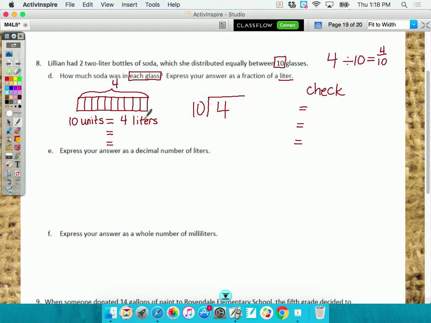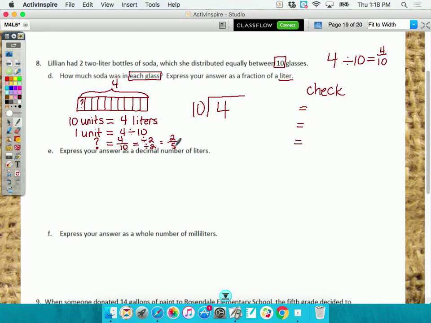Okay, what am I trying to figure out? 1 liter or 1 unit. 1 glass actually. Okay, so 1 unit equals 4 divided by 10. And Griffin noticed that 4/10 can be simplified. So what factor, Griffin, do 4 and 10 share? 2. So we'll divide by 2. And he says it's 2/5.